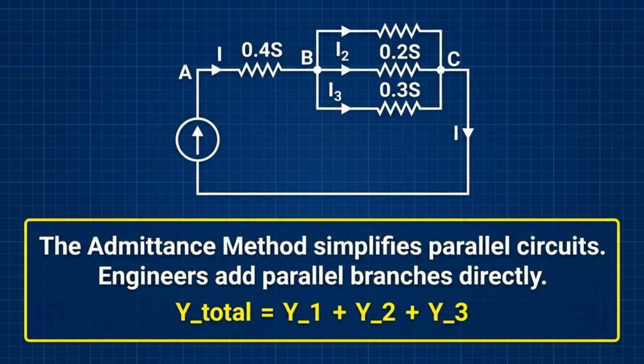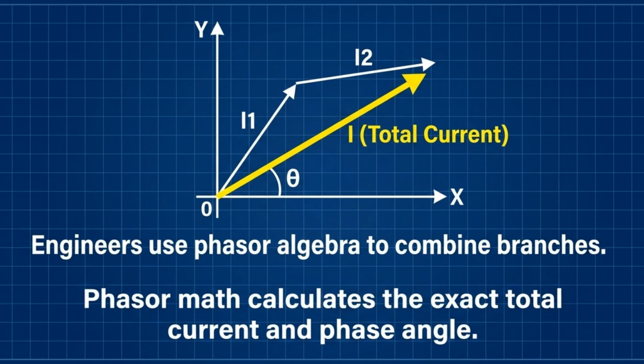Using the admittance method greatly simplifies parallel circuit analysis. Instead of complex formulas, engineers can simply add the admittance values of parallel branches together to find the total. To find exact values, engineers use phasor algebra. This allows them to combine branches accurately to calculate the total current and the phase angle of the circuit.